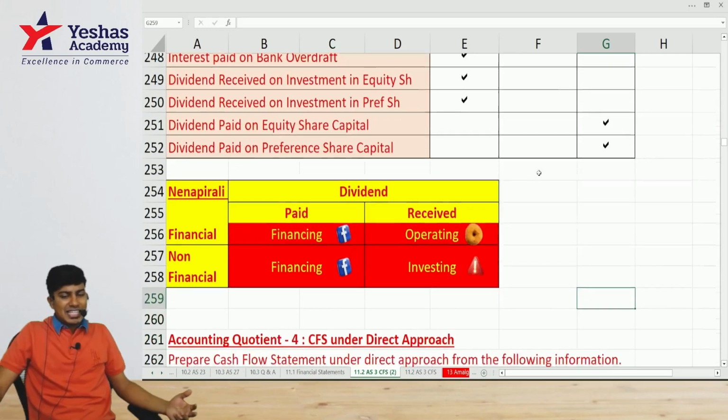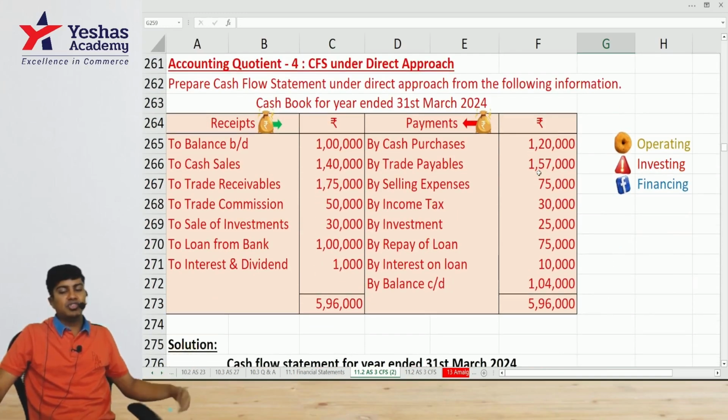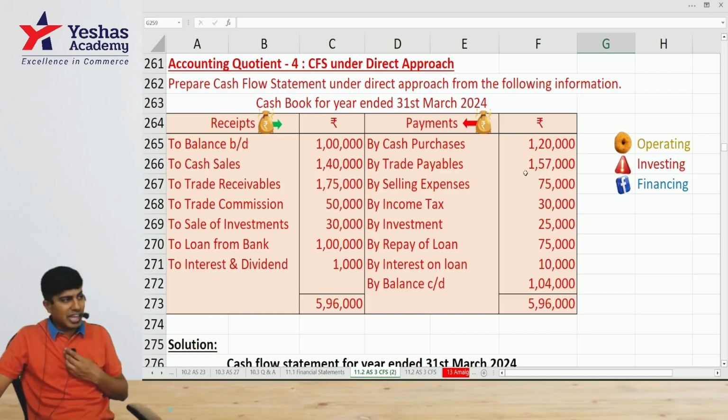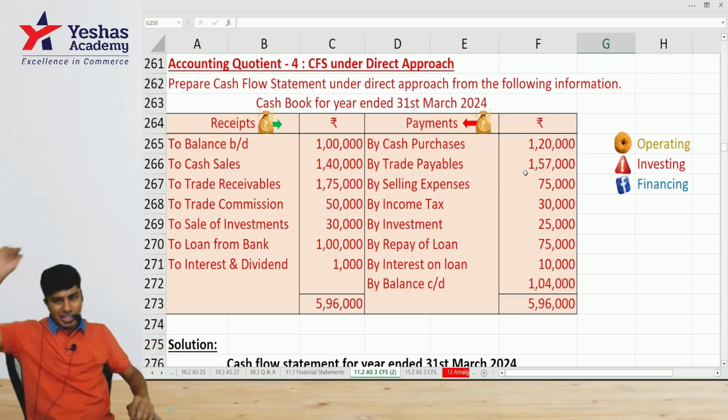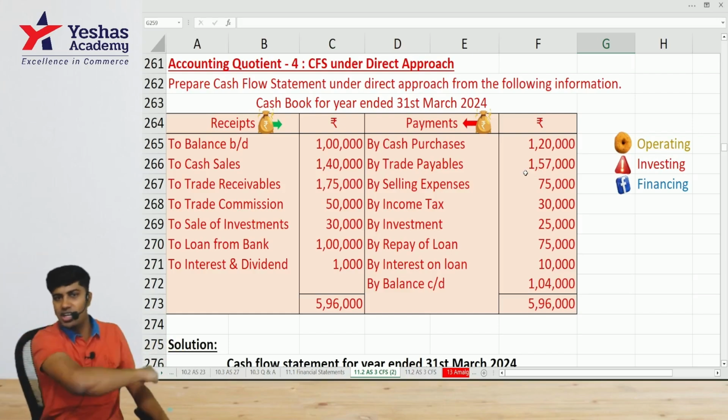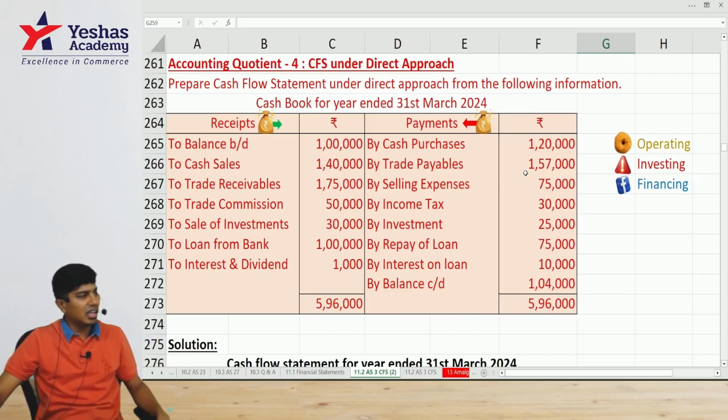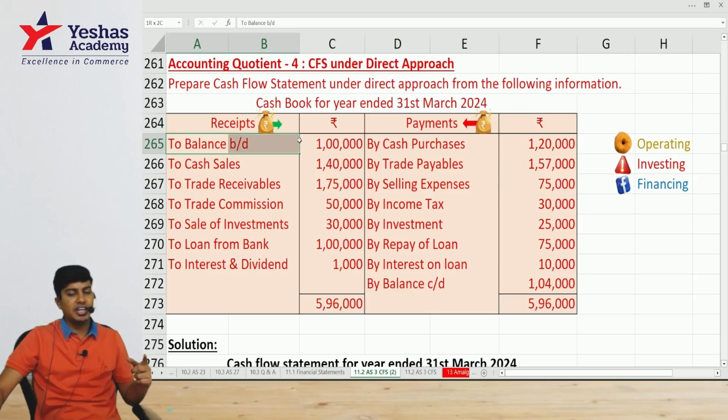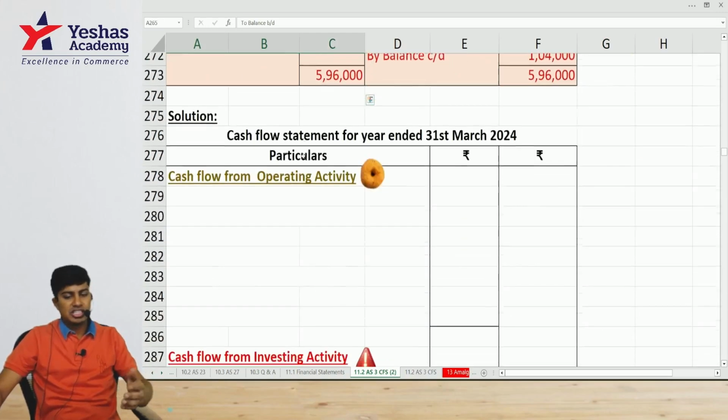Now, in this question, they have given us one cash book. What should we prepare? A cash flow statement. Shall we prepare one cash flow statement? Very simple. Take your ninja sword and cut it into three parts. Shall we begin? First one, opening balance of cash and cash equivalent is how much? 1 lakh. So this is my cash flow statement.